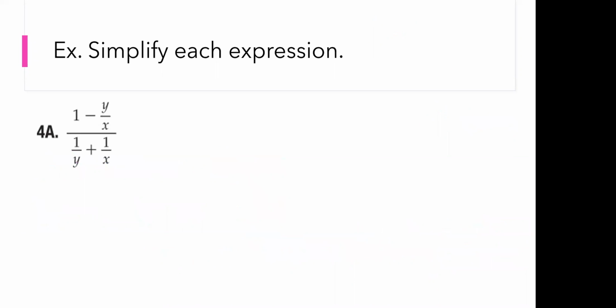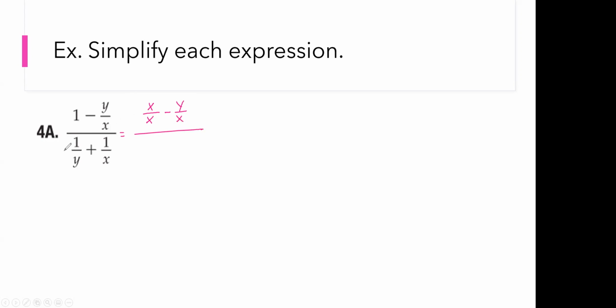All right, then we have this type of problem. We have (1 minus y over x) over (1 over y plus 1 over x). So it's kind of like you have a problem up in the numerator and another one down in the denominator. Okay, so let's deal with one of these at a time. So 1 minus y over x, well, I want a common denominator. So if I need my denominator to be x, so x minus y over x, where 1 is x over x.